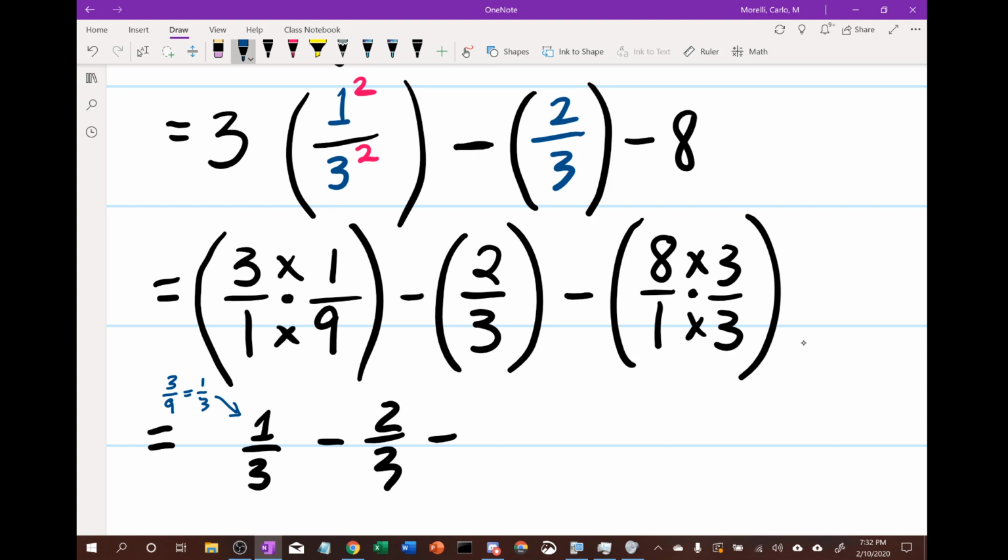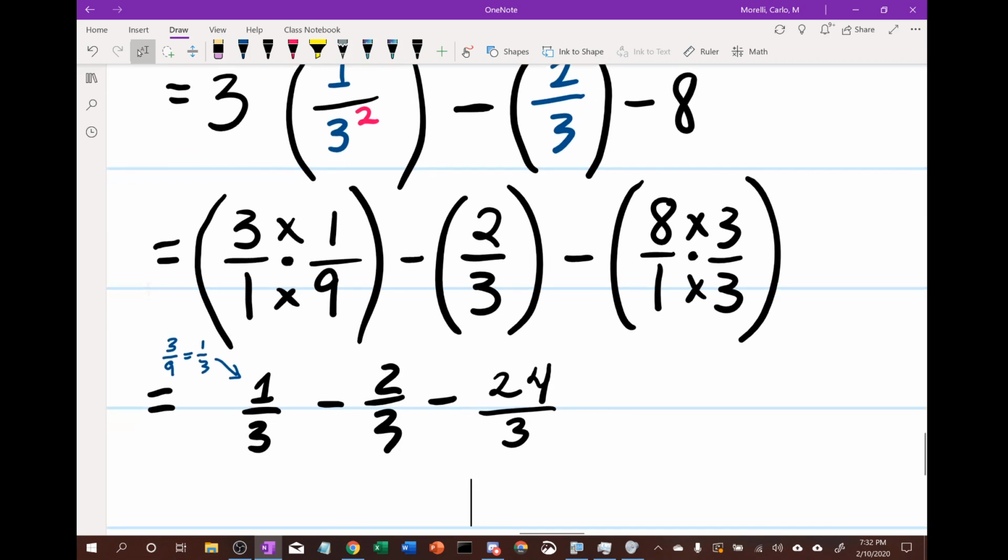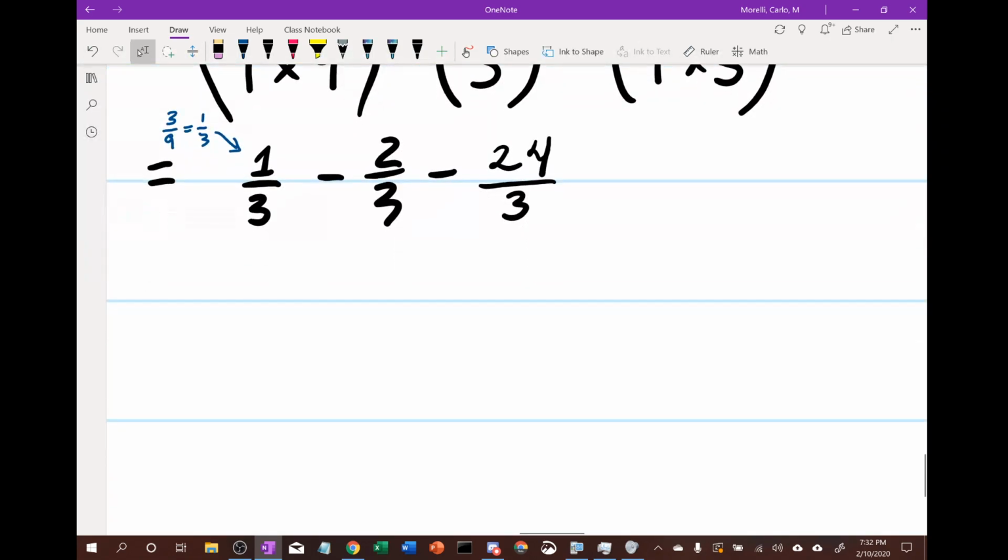You said 8 times 3 is 24, right? Yes, sir. And what's 1 times 3? 3. Now it would be tempting, and I know you're tempted, to reduce 24/3 to 8. Don't do it, because we spent a lot of time and effort getting it to a denominator of 3 for a reason. And in our next line, you're going to see that reason.